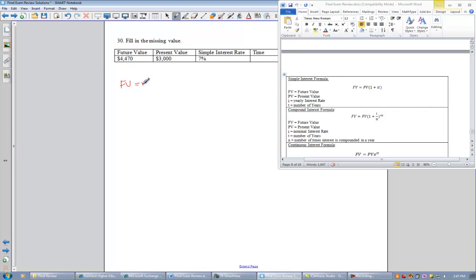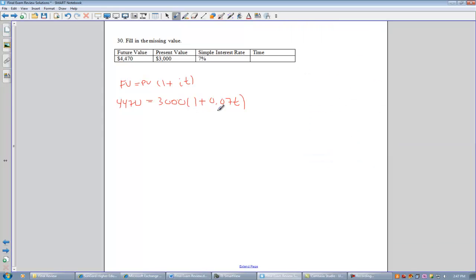Future value equals present value times 1 plus IT. And let's plug in. The future value was 4470 equal to 3,000. That's a present value. I have 1 plus the simple interest rate is 7%, so 0.07. And then I have a t here. And I'm looking for t. Right, so to find t, I'm going to graph the left, graph the right, and intersect.